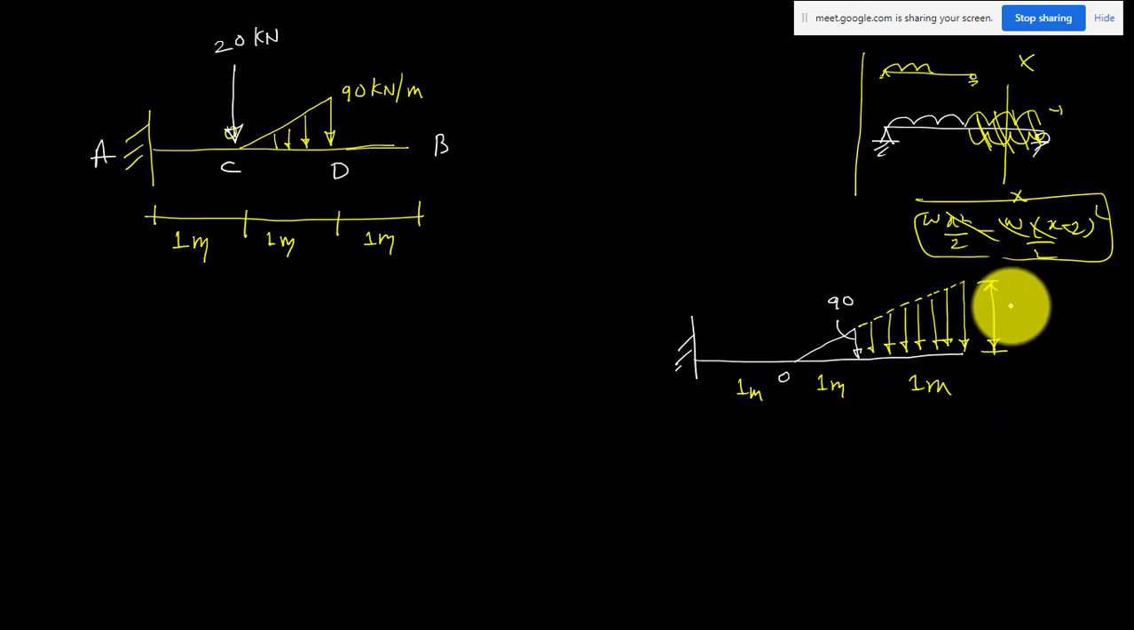So if you go another 1 meter, you will get another 90. So total is 180. Correct. 180 kilonewton per meter. This is the intensity of the load at this section, the free end, and 90 is the intensity of the load here, and 0 is the intensity of load at this point. If you go 0.5 meter, what will be the intensity? 45, because it is uniformly varying. The slope is same, the rate of change is same, but it is not uniform, varying.